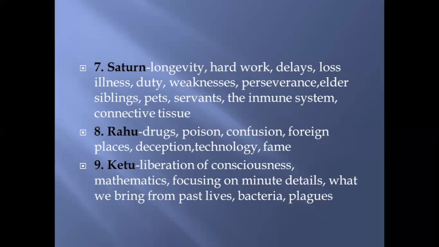And we've got the nodes here, Rahu and Ketu. So Rahu represents drugs, poison, confusion, foreign places, deception, technology, fame. And Ketu represents liberation of consciousness, mathematics, focusing on minute details, what we bring from past lives, bacteria, plagues, letting go. Okay, so that's the indications of the planets, which we need to know really well.